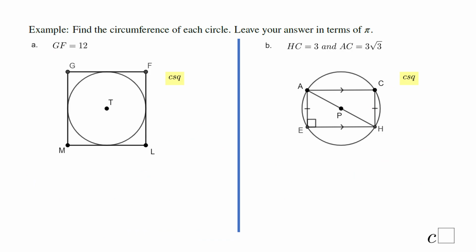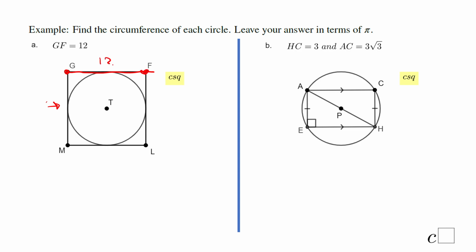Here we have two more problems, and if you notice, that's what I mean by an inscribed circle. The circle is inside in this case. Here we have the same thing like in the previous problem, an inscribed quadrilateral. But let's take a look at part A. In this one we know GF, which is this segment, is 12.